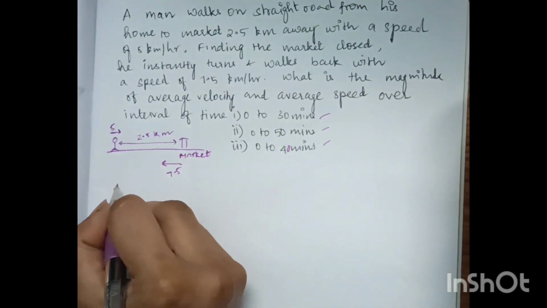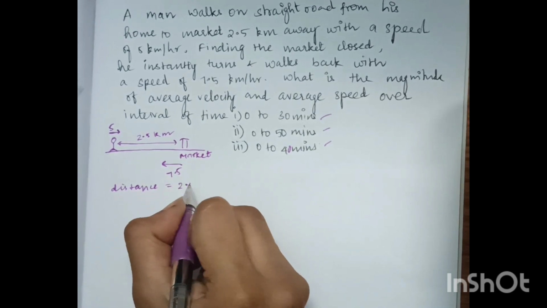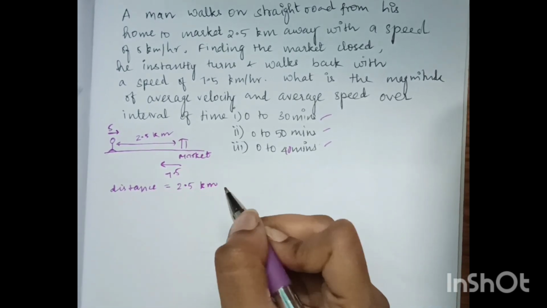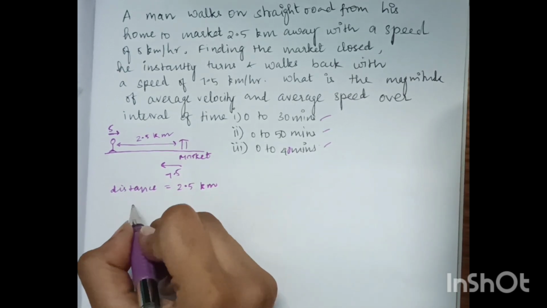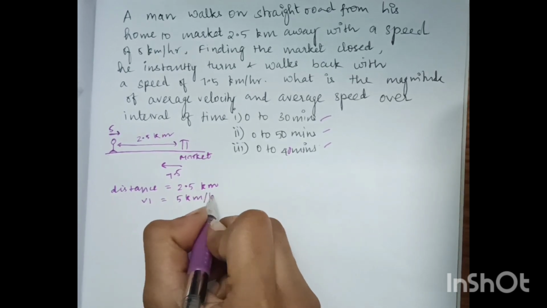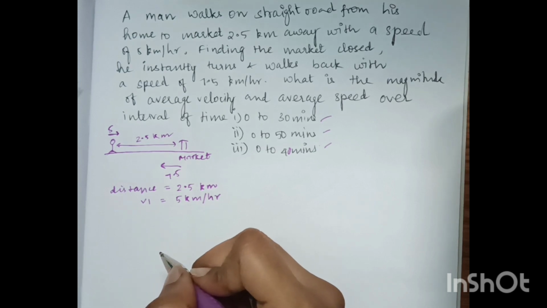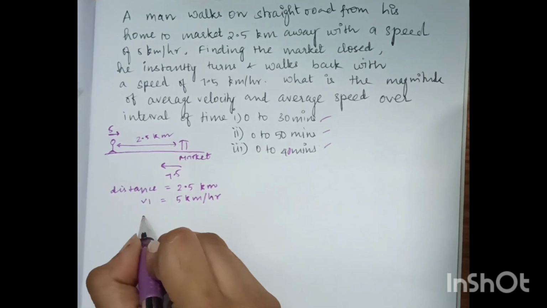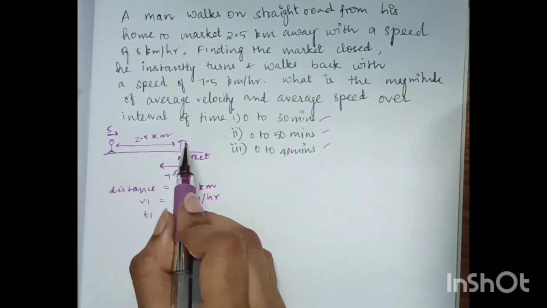Okay, the distance is 2.5 kilometers. Speed of the man while going from his home to the market, let us take it as V1, that is equals to 5 km per hour. Okay, let us find the time which he takes for going. T1 is the time taken for him to go from his home to the market.